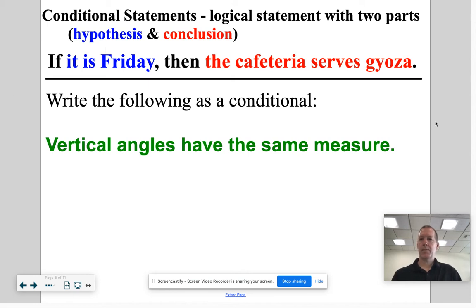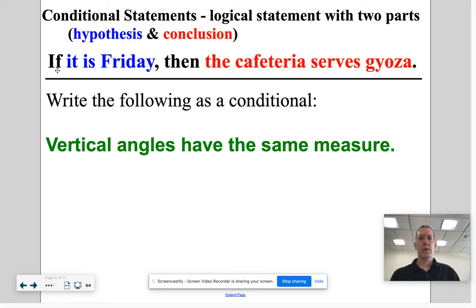Hello, this geometry video is about conditional statements. We're going to go over just an if-then statement, regular conditional statement, the converse, inverse, and contrapositive, and also look at shorthand notation for that, and the biconditional statement. So this is a lot to cover. It's pretty easy though. It's just kind of logic and the basis of logic that we use in geometry, right?